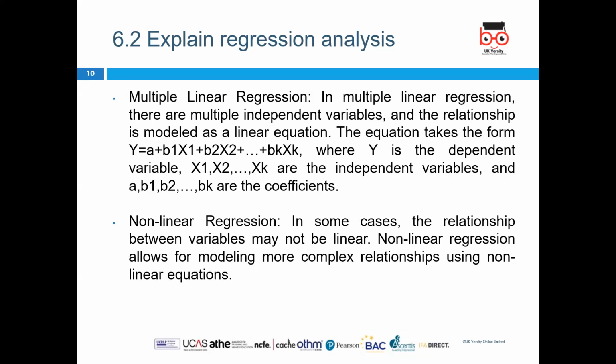Next, we have multiple linear regression. In multiple linear regression, there are multiple independent variables, usually more than one. It is two or more independent variables which are used in multiple linear regression. And the relationship is modeled as a linear equation. The equation takes the form y = a + b1x1 + b2x2 + ... + bnxn, where y is the dependent variable and x1, x2, x3, x4 are the independent variables.